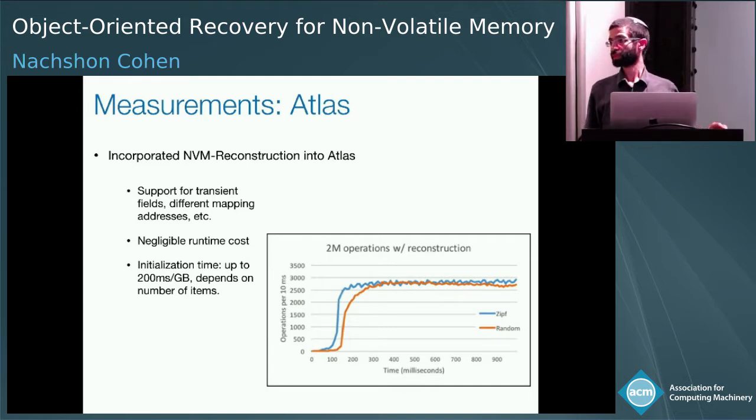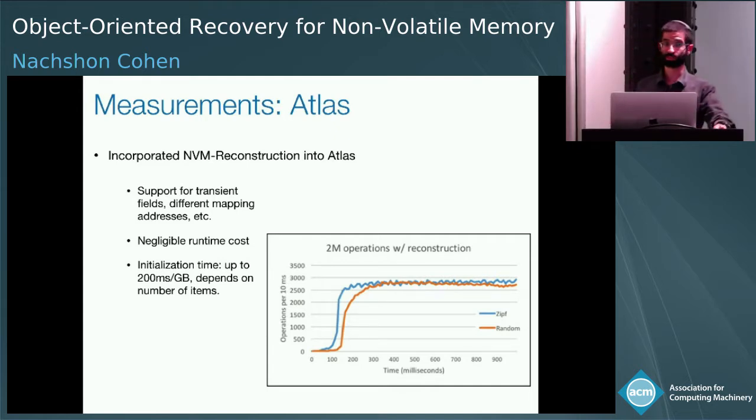We incorporated NVM reconstruction into two systems. One system is Atlas, which is a popular non-volatile memory system. Atlas itself does not support transient fields. It only allows you to map non-volatile memory to some fixed address. If not, the non-volatile memory becomes inaccessible. And all this is fixed using our NVM reconstruction.